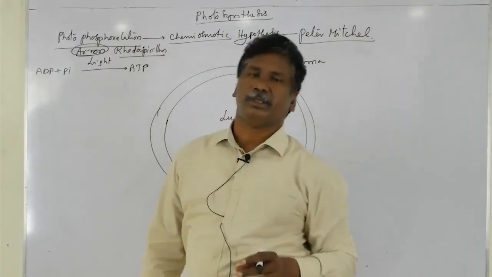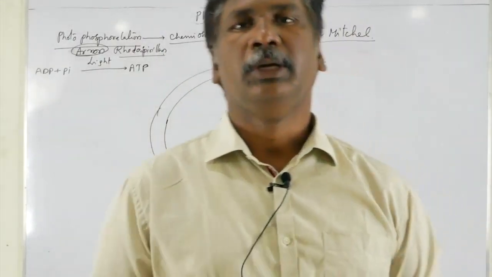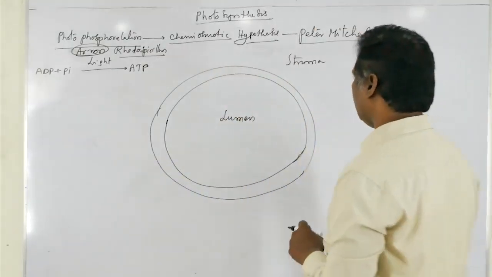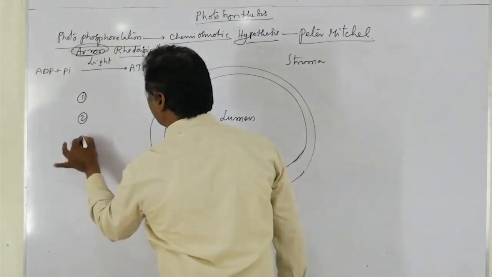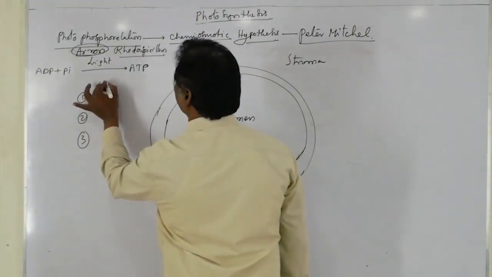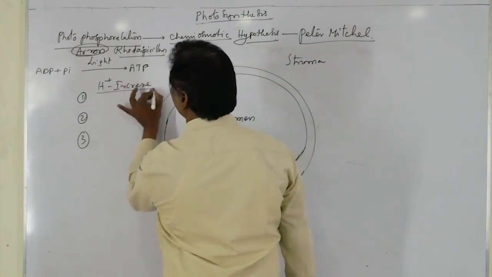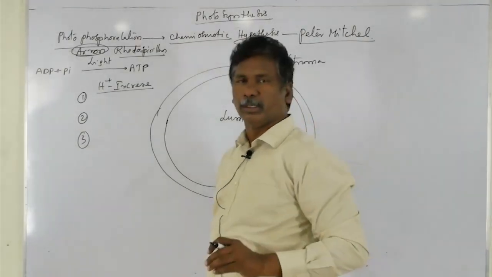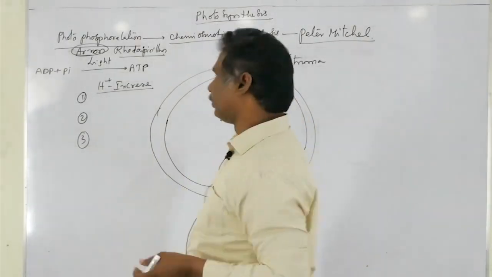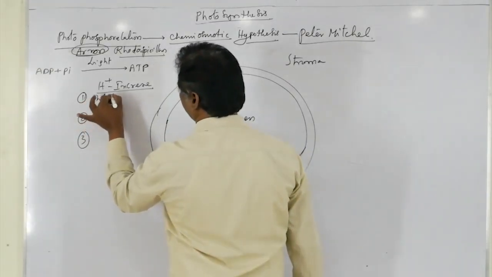First of all, you can see how the H plus ion or proton concentration is increased within the lumen. There are three important ways to increase the H plus ion concentration in the lumen. What are those three important events? First of all, you know very well, that is the photolysis of water.